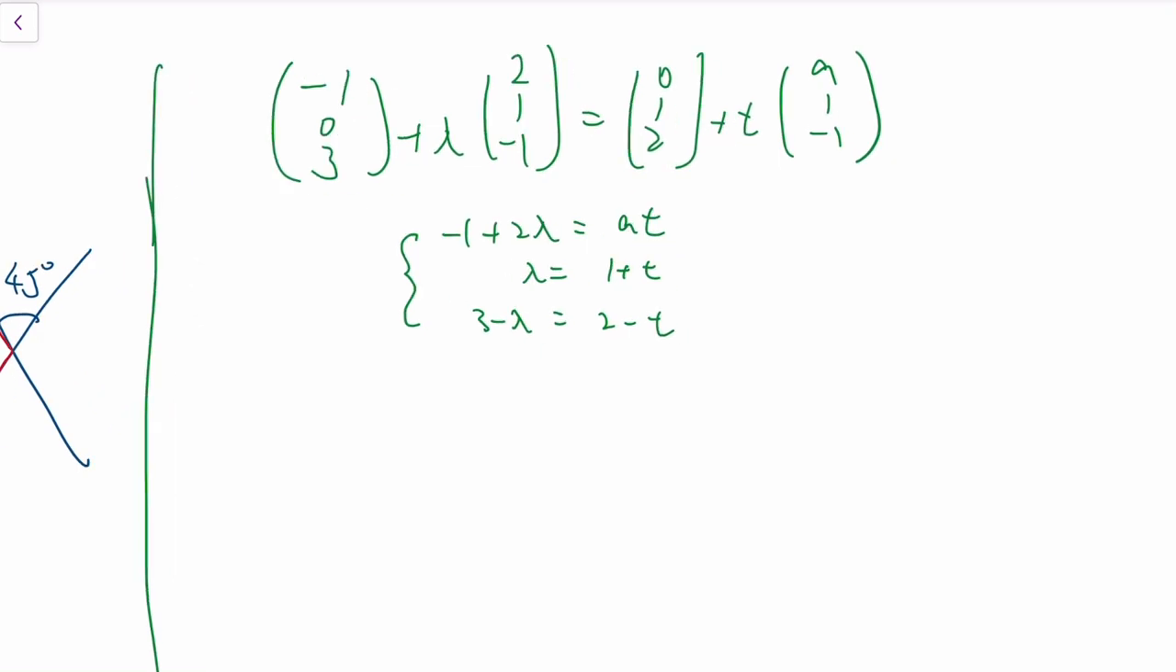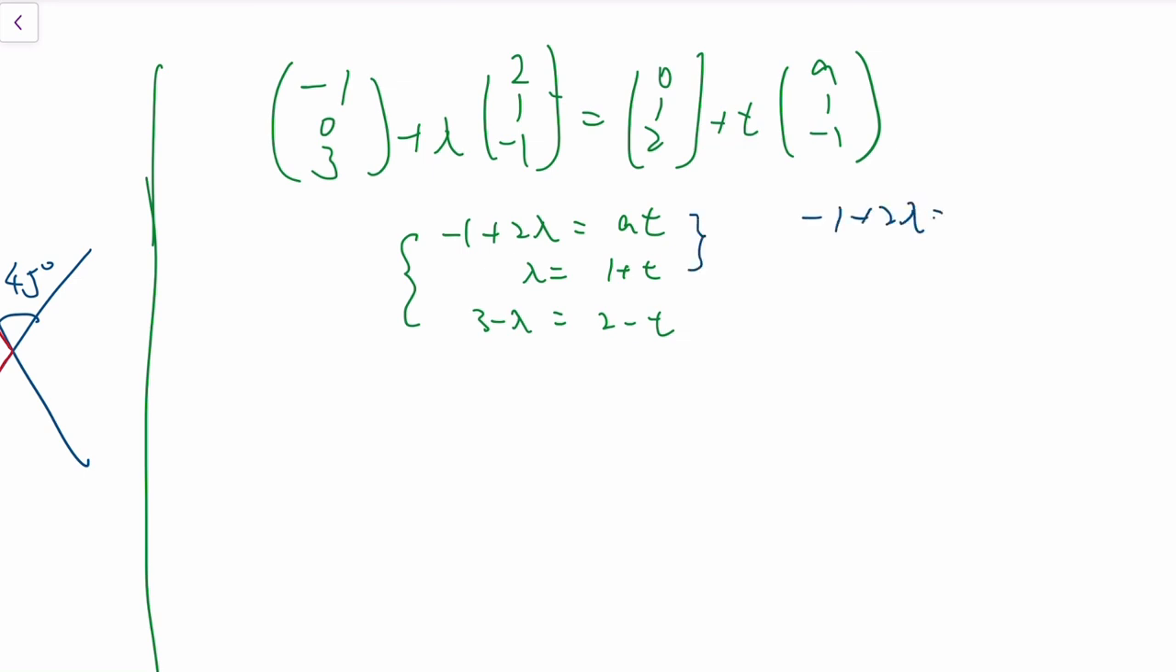So here you can see clearly the trick I mentioned, that they're both 1 and minus 1. You can see that if you add up the second and the third, you simply get 3 equals 3, which is always true. That's pretty much why these two lines can't be skew. It's either parallel or they intersect. But we do have to find either lambda or t. So we'll probably use the first two equations to do so.